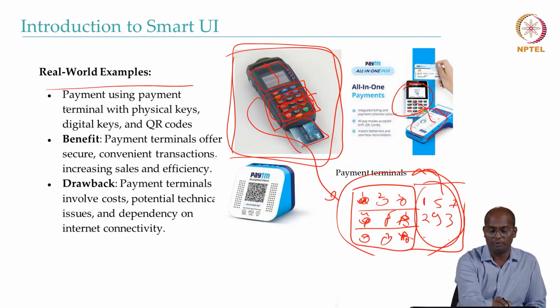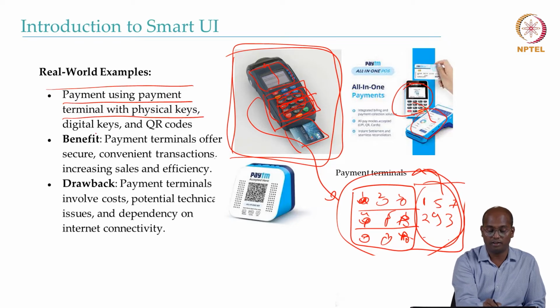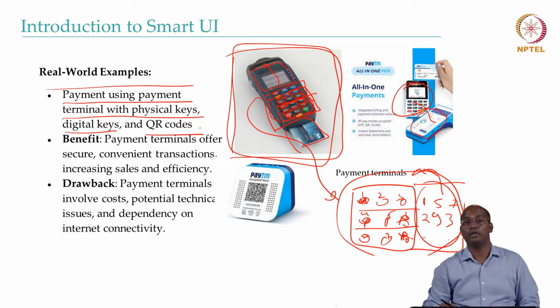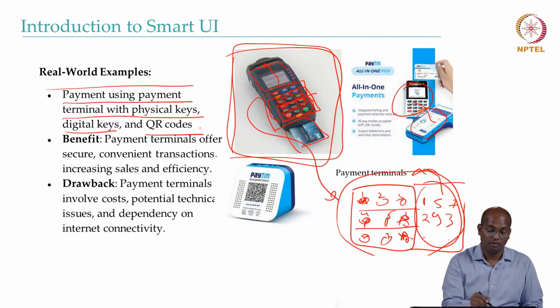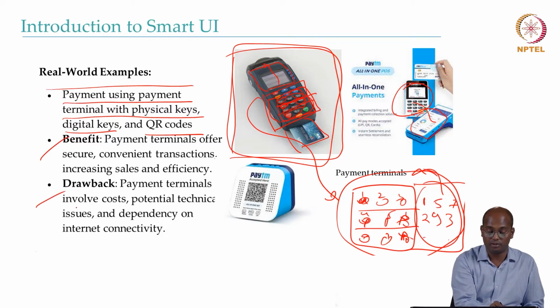So these payment terminals: payment using the Paytm terminal with physical keys, digital keys, and now we are more into the QR code things. You can say this is one of the smart user interfaces, rather than entering even the amount. The vendor has simply already put in the amount. You simply scan the QR code and it will automatically fetch the vendor payment details, and you can just simply pay it.